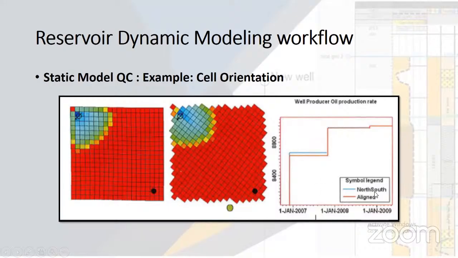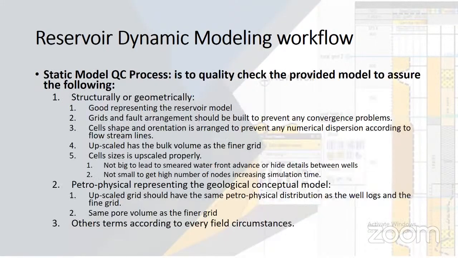Here is the blue for the north-south reservoir model, and here the red one is aligned with the flow direction. As you can see, for the north-south one that is not aligned with the flow direction, we have higher flow or higher fluid production than the reality, than the actual. So the static model should be QC'd, for example, for the cell orientation.